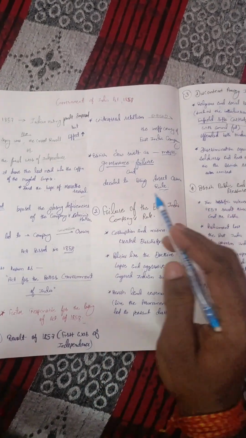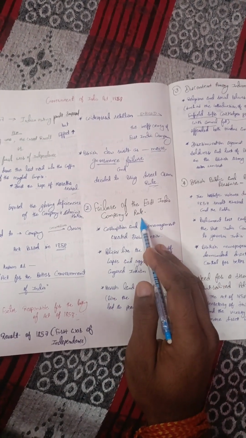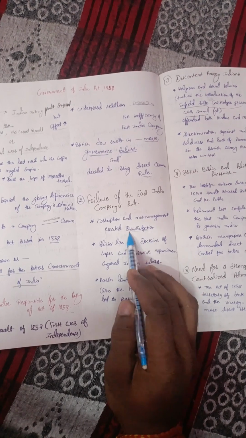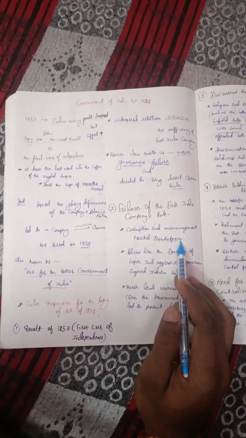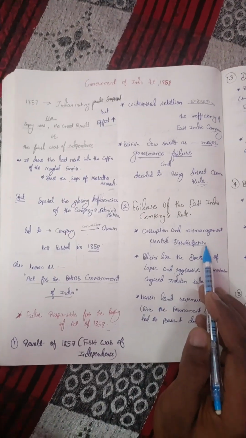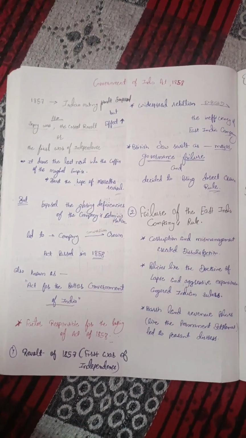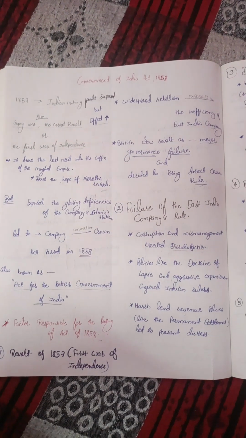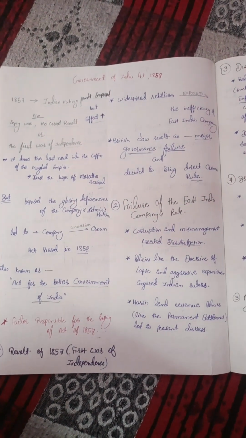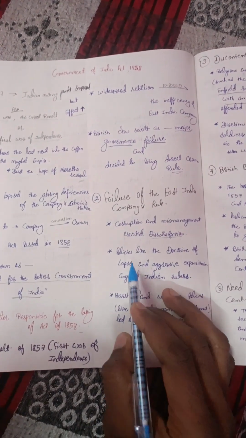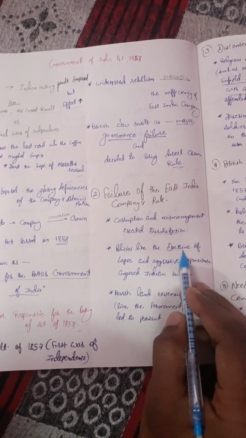Number two was the failure of the East India Company's rule. As you can see, corruption and mismanagement created dissatisfaction. We are all well aware that during the company's rule, there was a lot of corruption and mismanagement going on. So people were unhappy, and it resulted in the 1857 revolt. Policies like the doctrine of lapse.